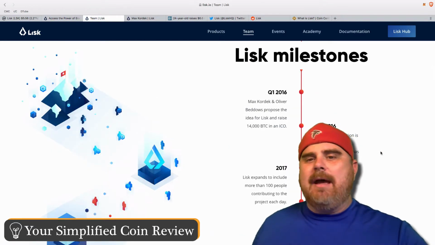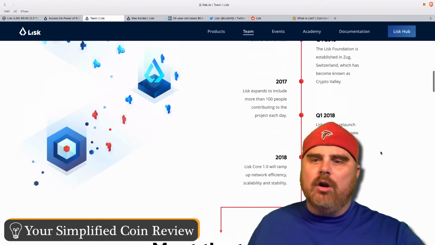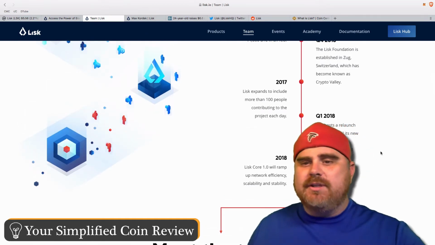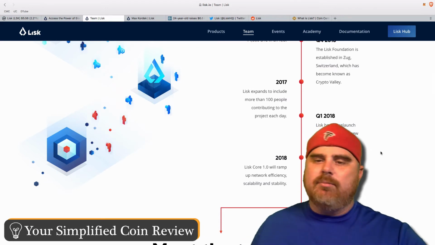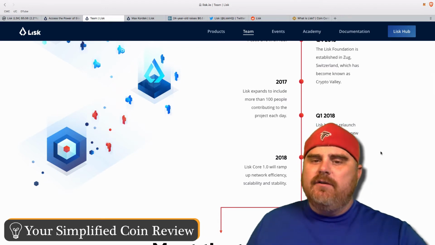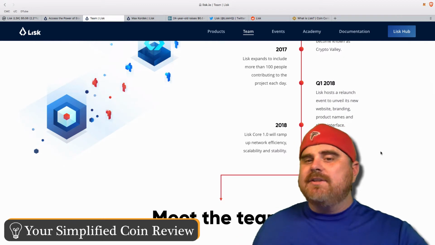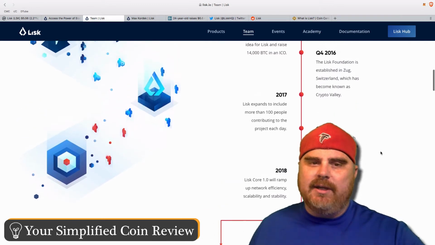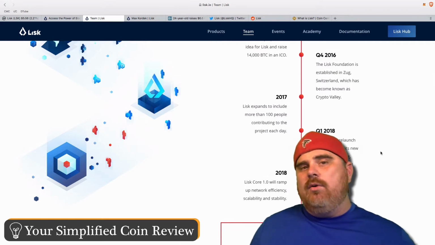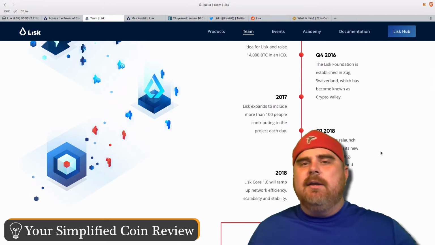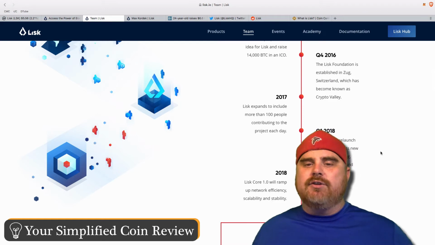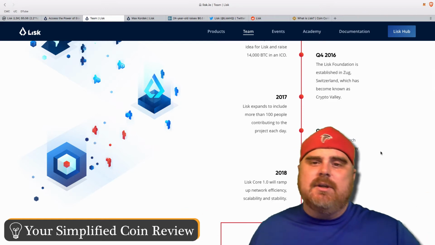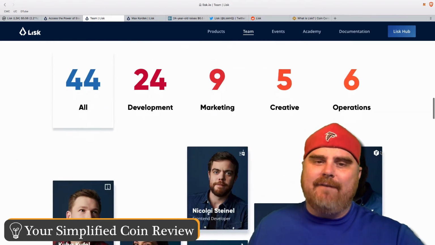So you can find the roadmap right on the site. Where we are currently, in quarter one, they host a relaunch event to unveil the new website, branding, product names, and client interface. I've already touched on that. Lisk Core 1.0 will ramp up network efficiency, scalability, and stability. So really where Lisk is right now is that it's running, it's working. And right now it's time for them to really focus on getting people onto the network and getting people to build decentralized apps to make Lisk a successful platform.